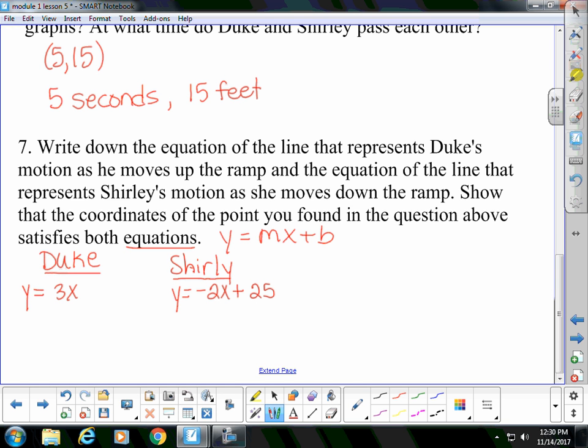So the way that I would do that is I would plug in the 5 and 15 into the equations. So for Duke's equation, I would take 3 times 5. And does that actually come out to 15? So this is verifying. And yes, 3 times 5 is actually equal to 15, so that works for Duke's equation.